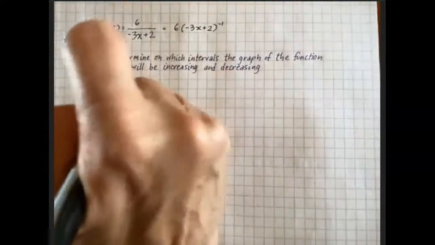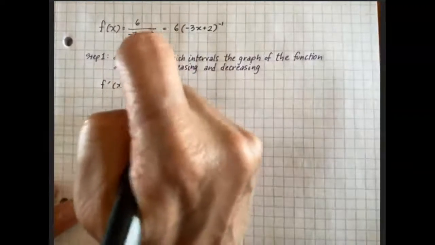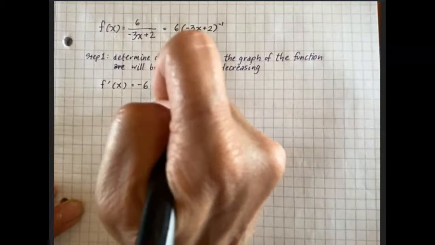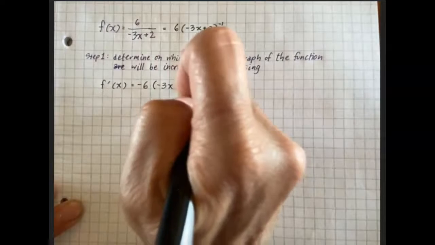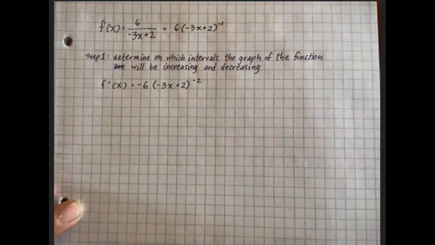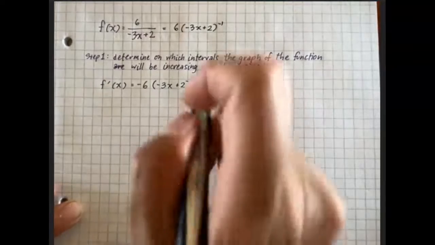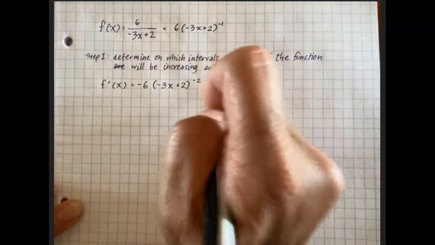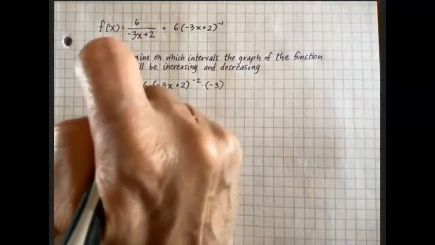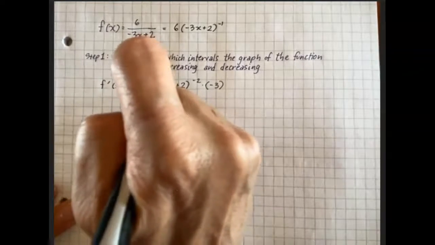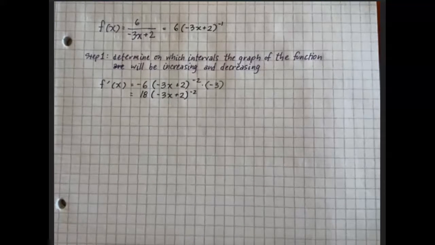So negative 1 times 6 gives us negative 6 times the inside, or in terms of the inside, negative 3x plus 2, and subtract 1 from that, and it's negative 2. And then you need to multiply that times the inside by the chain rule, the derivative of the inside, which is negative 3. Okay, so simplifying, negative 3 times negative 6 is 18 times the quantity negative 3x plus 2 to the negative 2. All right, so that's our first derivative.